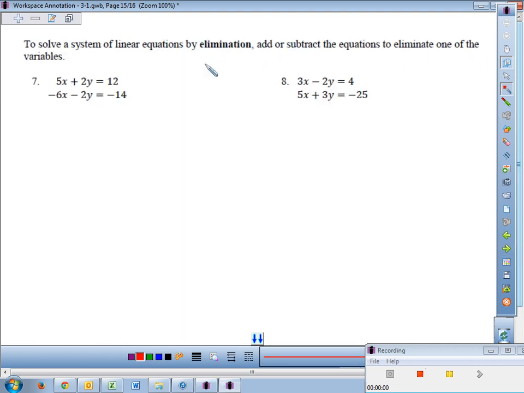Solving by elimination is probably the most popular method that we have done. You need all your like terms on top of each other. You need x's on top of x's, y's on top of y's, equal signs on top of equal signs, and constants on top of constants. That's very important that you got equal signs on top of each other.